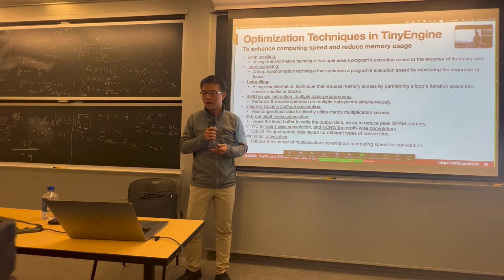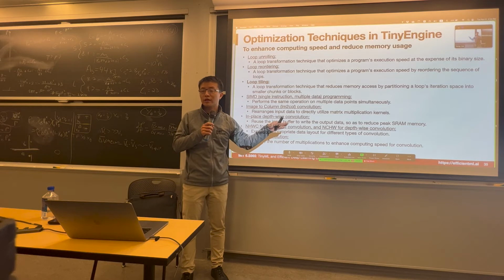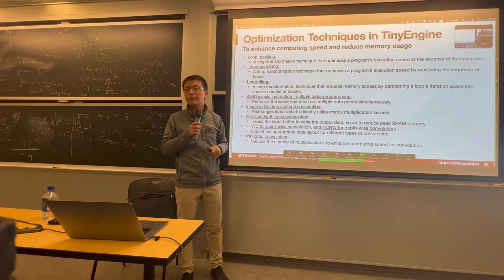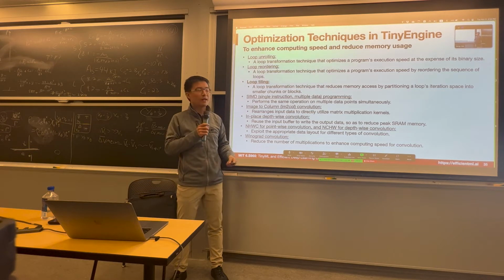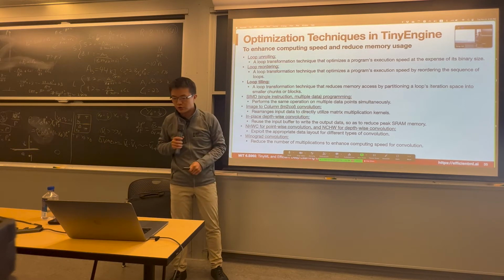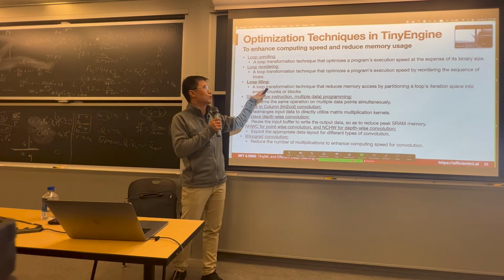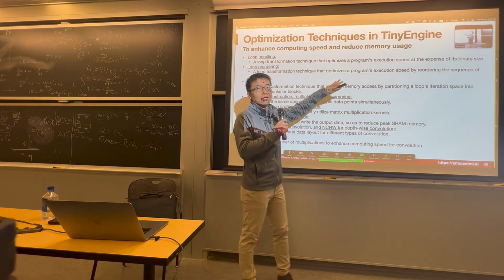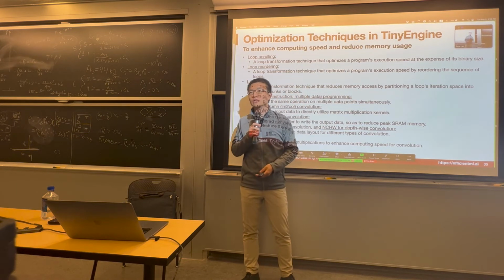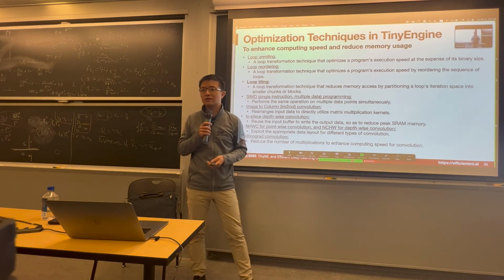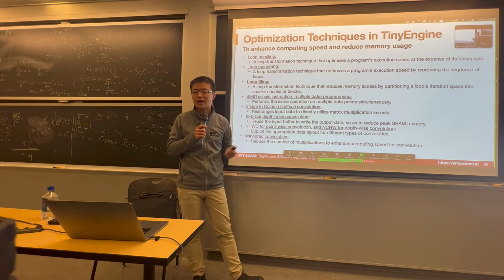So we're almost there. We already learned two techniques. One is loop unrolling, and the other is loop reordering to improve the cache locality and reduce data movement. The next technique we're going to introduce is loop tiling, a loop transformation technique that can reduce the memory accesses by partitioning the loop iterations into small chunks, so that each small chunk can fit in the SRAM, in the cache.